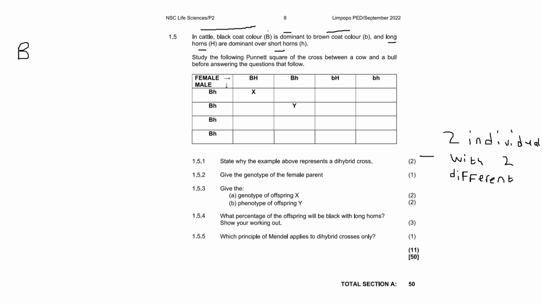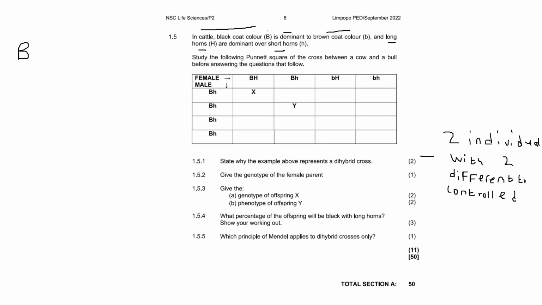And then we know that they're controlled by two different genes. The genes controlling them here are B and H. So that will be your answer. We've got two different individuals being crossed, and these two individuals have got two different traits. Just put traits there.